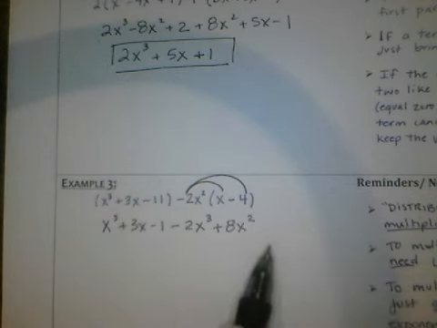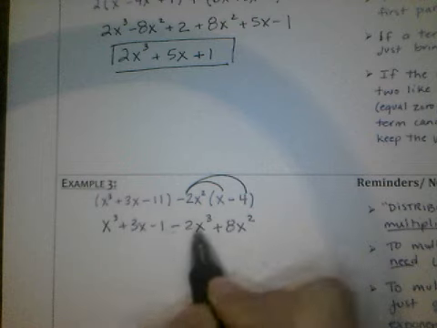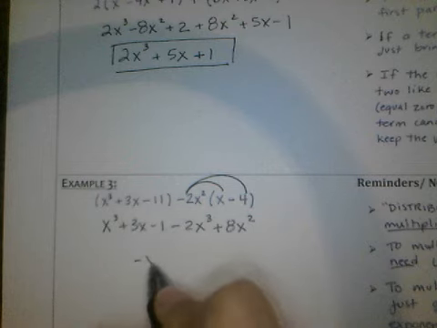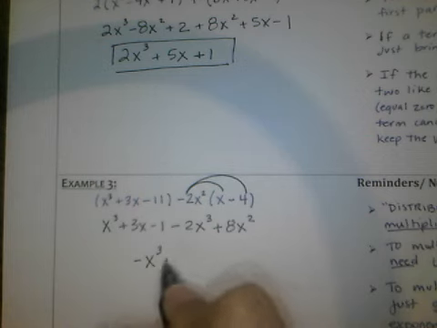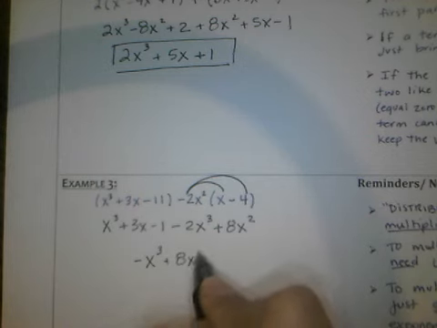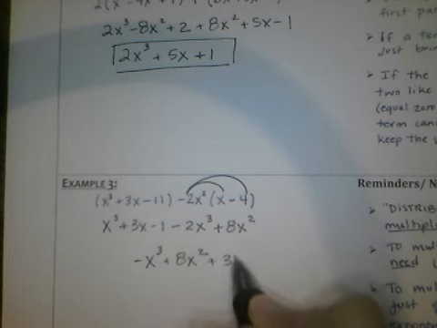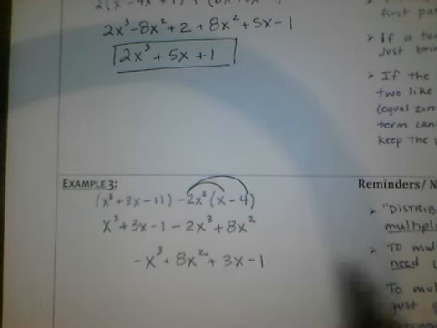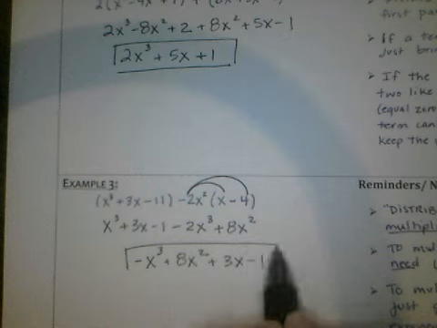And of course, now I'm ready to combine like terms. X cubed minus 2x cubed is negative 1, or just negative x cubed. There is no like term to go with 8x squared, so it comes down just like it is. There is no like term for 3x or for negative 1. And that's your final answer.